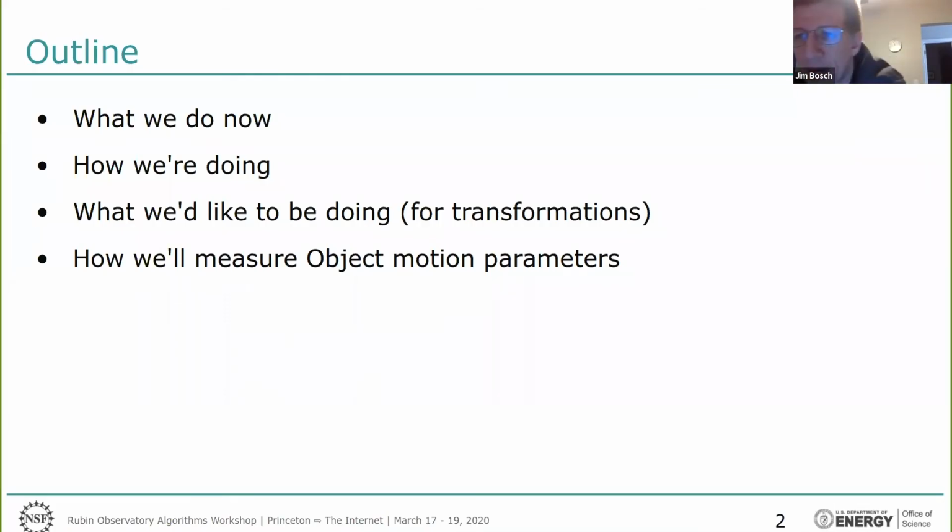Like so many other talks from the project in particular, I'll talk about what we do right now in a descriptive sense, how we're doing, and then I want to split up the question of what we'd like to be doing into two different parts. One for constraining the astrometric transforms, the coordinate systems, and the relationships between them, and then how we'll actually measure object parameters. Now I know that you can't actually do those separately, but you have to do them consistently. But there are subtleties to each part that I want to call out separately.